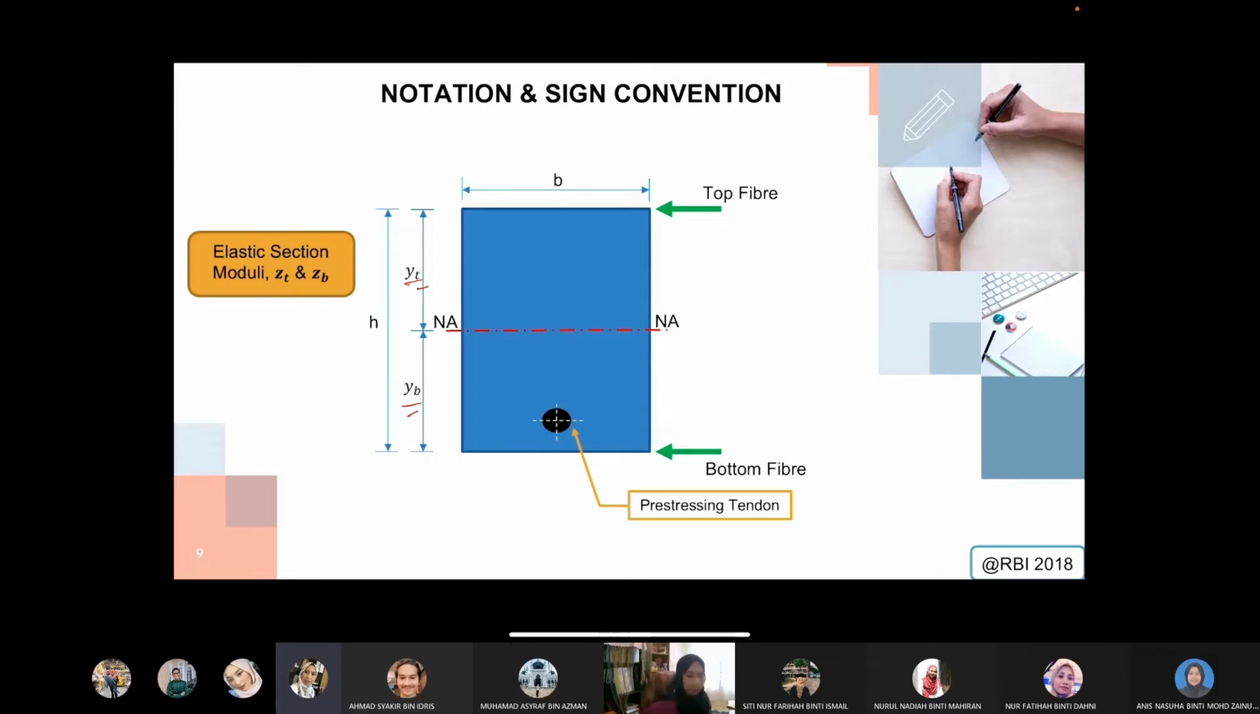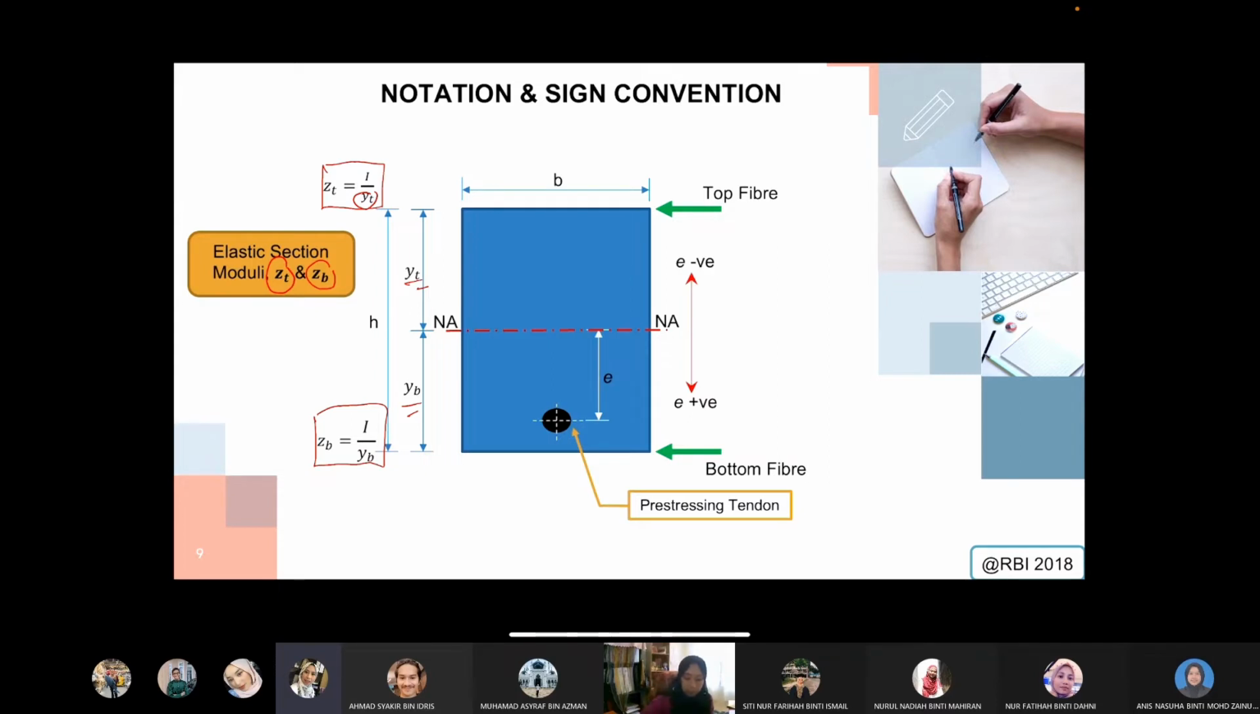So we have the elastic section moduli, which is represented by Z: Zt for Z top and Zb for Z bottom. Why do you have different top and bottom? Because you have different y. Therefore your elastic section modulus will also be different for the top and the bottom. So the equation is I divided by y.